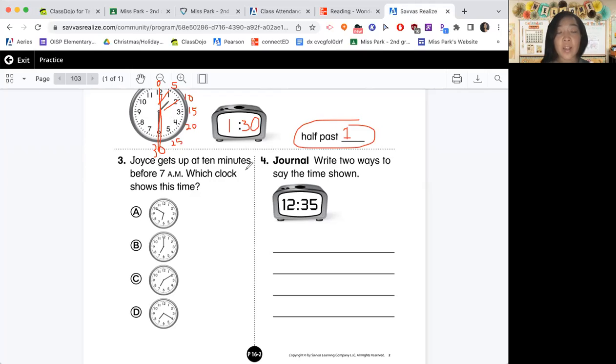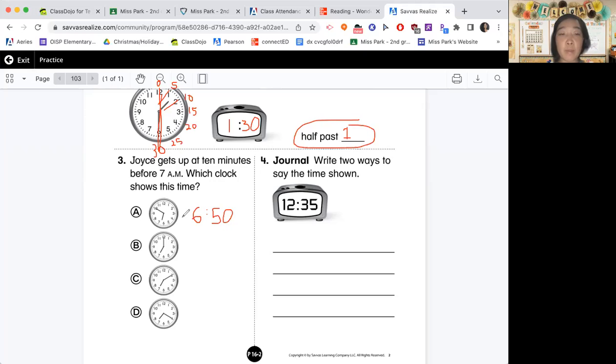Okay, next one we've got is Joyce gets up at 10 minutes before 7. Which clock shows this time? Sorry. Joyce gets up 10 minutes before 7. So is it 7 o'clock yet? No, it's before. So what would be 10 minutes before 7 o'clock? 6:50. Very good. Which of those?